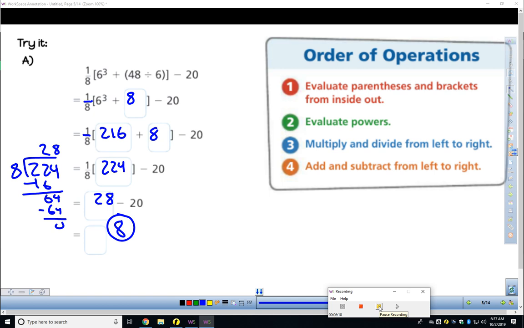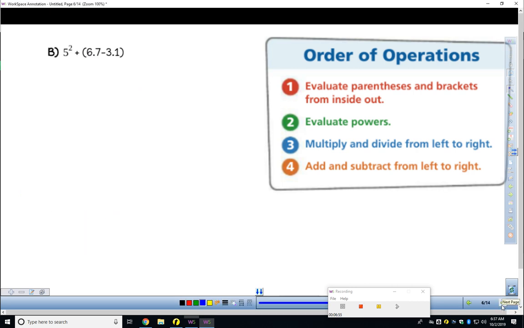You'll notice my writing in blue. I went inside out, so first I divided 48 divided by 6 and got 8. Then inside of this particular group, I have to deal with exponents first. 6 to the third power is 216. If you need to write that down, that's fantastic. Then I added and got 224. I multiplied 1/8 times 224, and I got 28. 28 minus 20 is 8. Again, if you have questions at any point, if something is not making sense, you have got to speak up and ask. I would love to come and show you this.